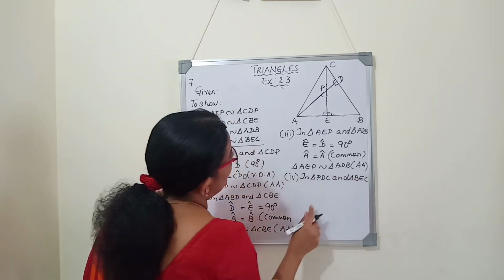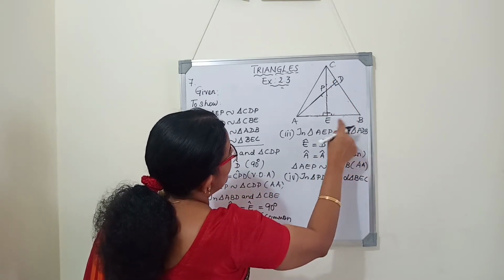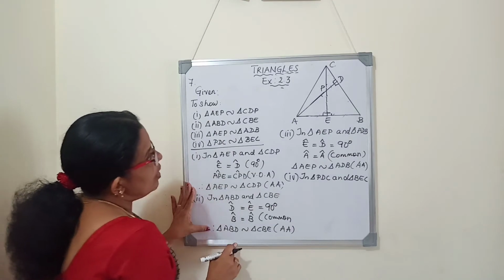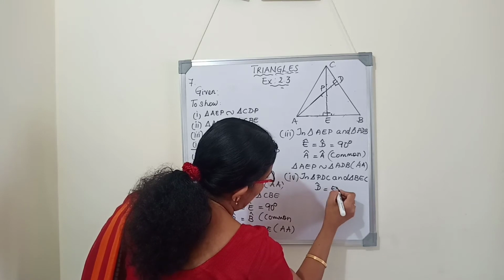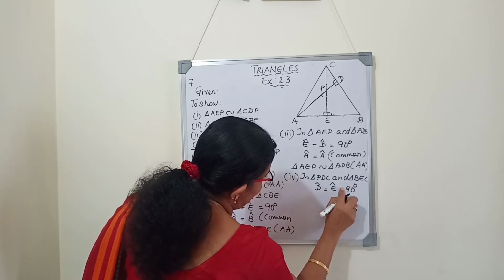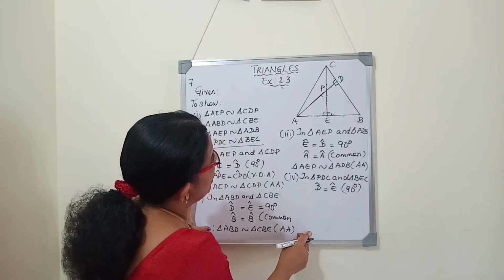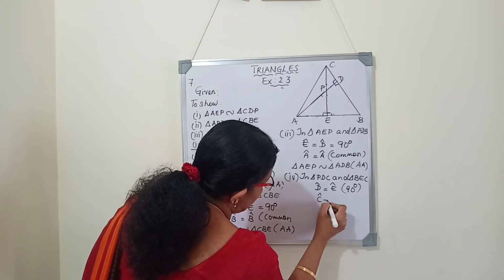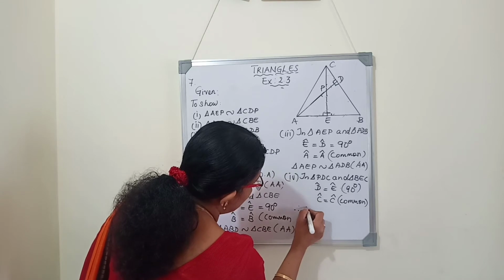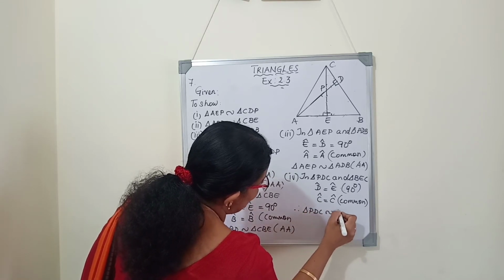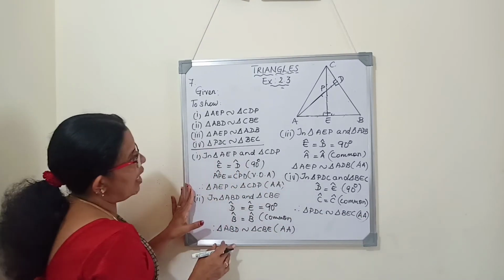Now the last one is triangle PDC and triangle BEC. PDC is this top triangle, and BEC is the bigger triangle. In both triangles, E and D are 90 degrees. So D is equal to E, 90 degrees, given. Next, in triangle PDC and BEC, angle C is common. Therefore, triangle PDC is similar to triangle BEC by AA criteria. So all the four triangles are similar.